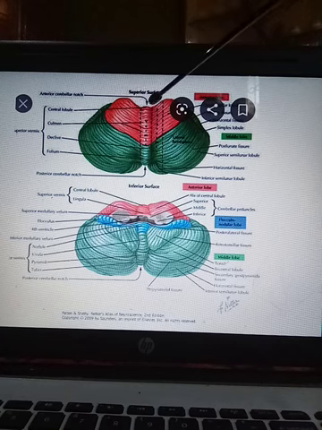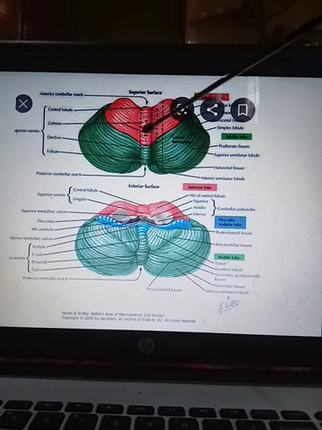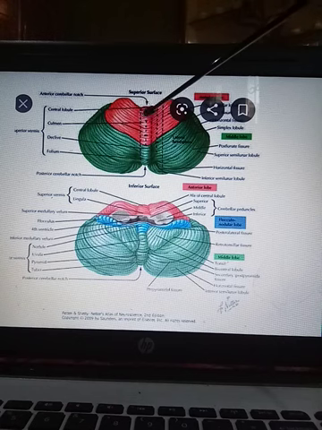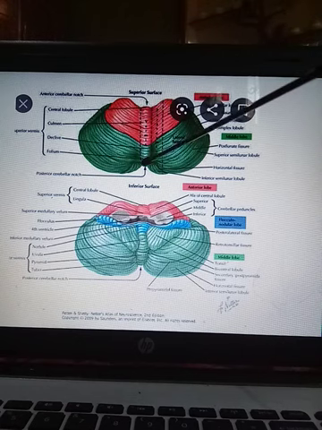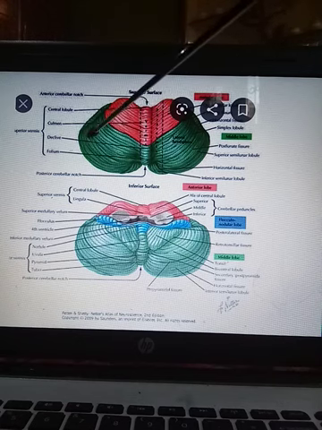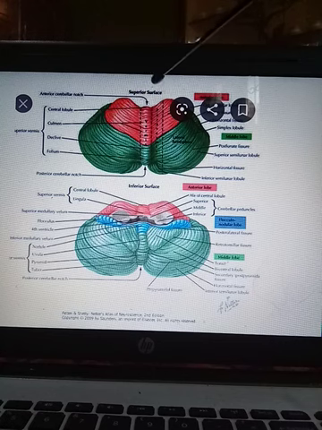See the superior surface. On the superior surface, the two hemispheres, left and right, are separated by means of this vermis. It's called vermis because it is worm-like. This vermis has parts.